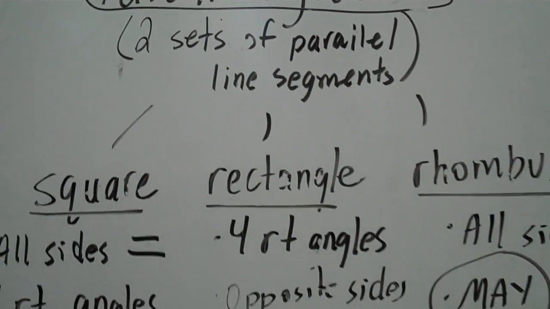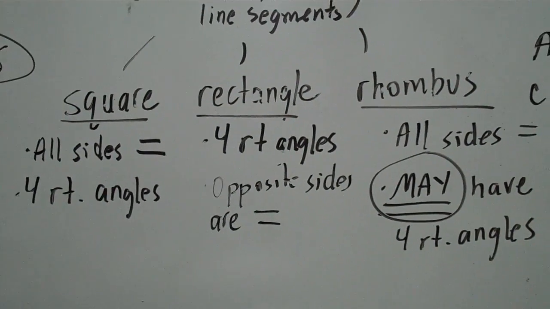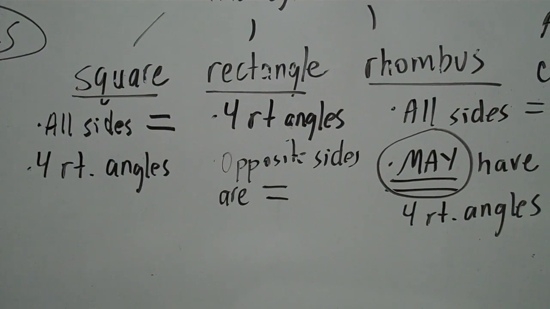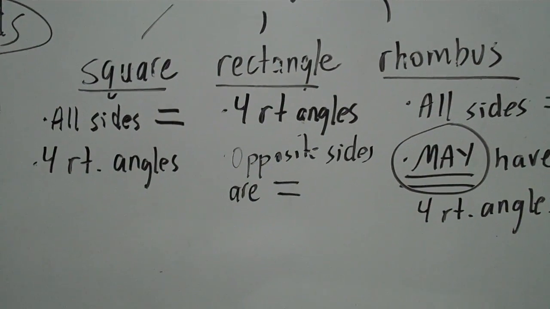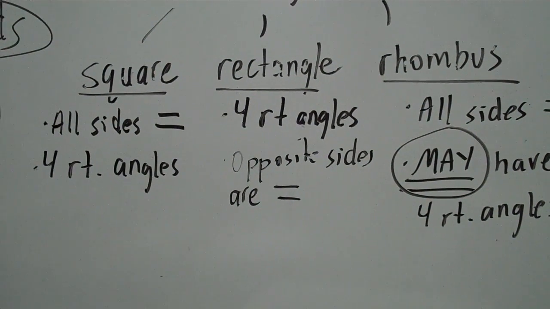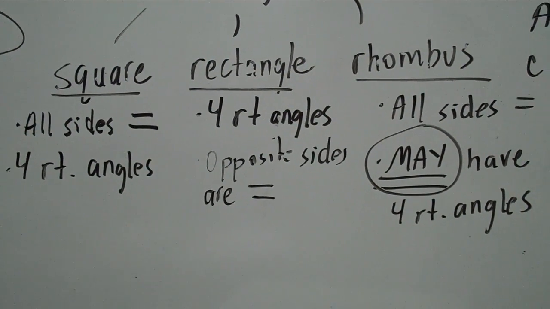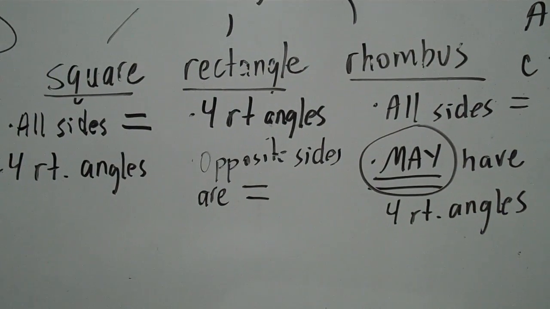And as we pan out, you can see that there are three little branches off of the parallelogram: square, rectangle, and rhombus. A square has all sides equal and four right angles. A rectangle has four right angles, opposite sides are equal. And a rhombus has all sides equal, and it may have right angles.